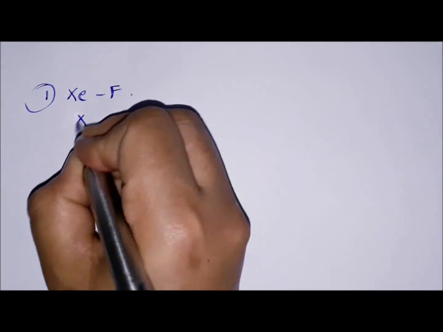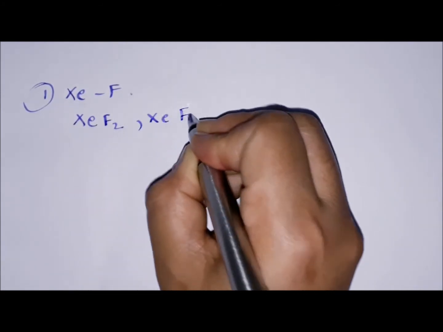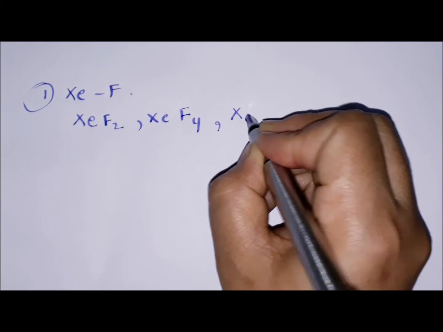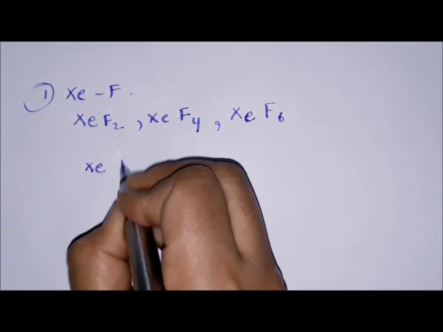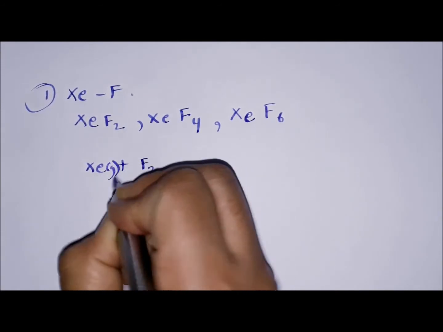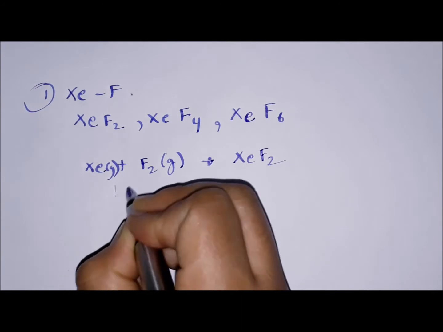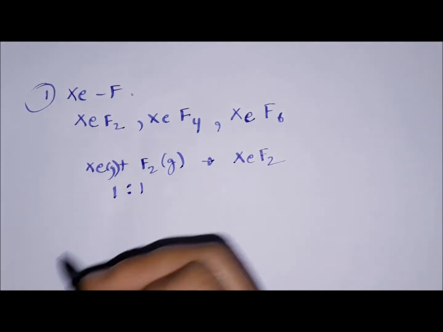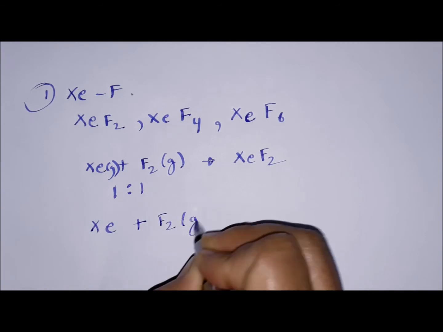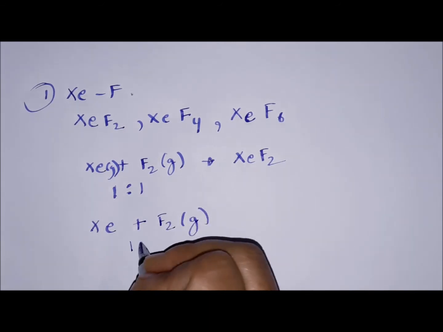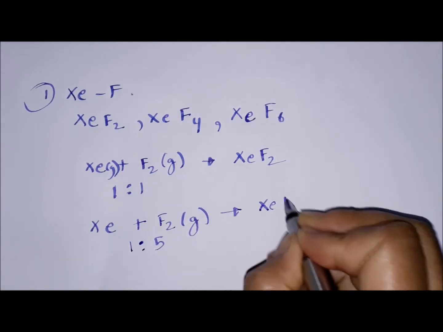Now let us discuss the compounds of xenon and fluorine. There are a number of compounds having the formulas XeF2, XeF4, XeF6. They can be prepared by direct combination of xenon and fluorine. Both are gases. They give xenon fluoride when the two are reacted in 1:1 ratio. When fluorine is in a little excess, reacted in 1:5 ratio, we get xenon tetrafluoride.